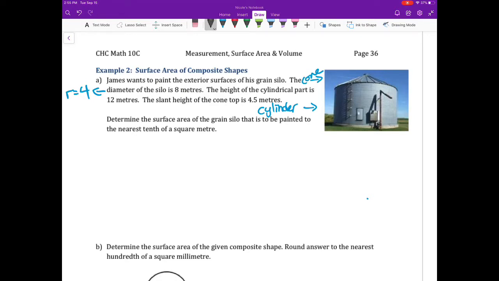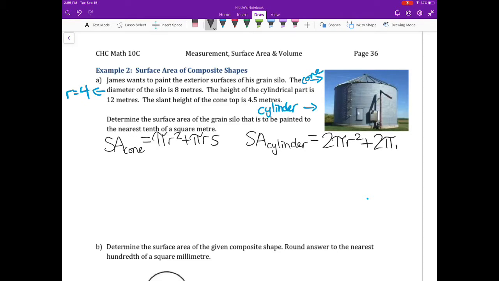So if I look up the surface area formula for a cone, you will notice that I have pi r squared plus pi rs. If I look up the surface area formula of a cylinder, the bottom part of my grain silo, I get 2 pi r squared plus 2 pi rh.